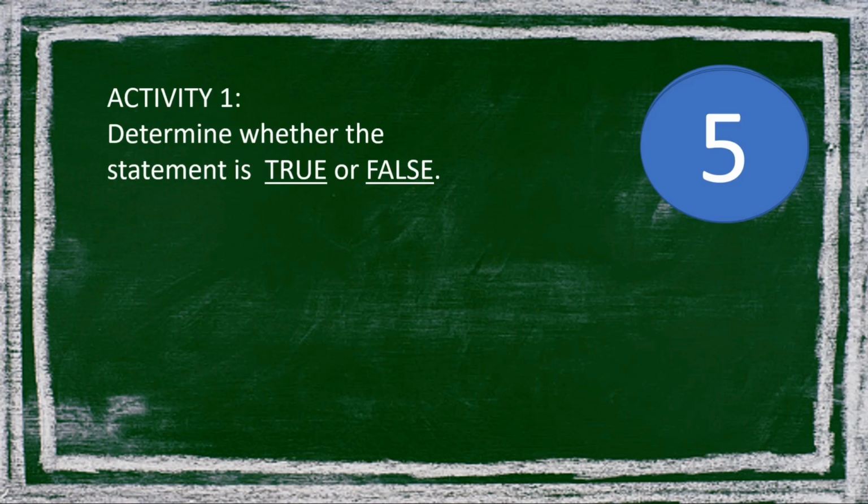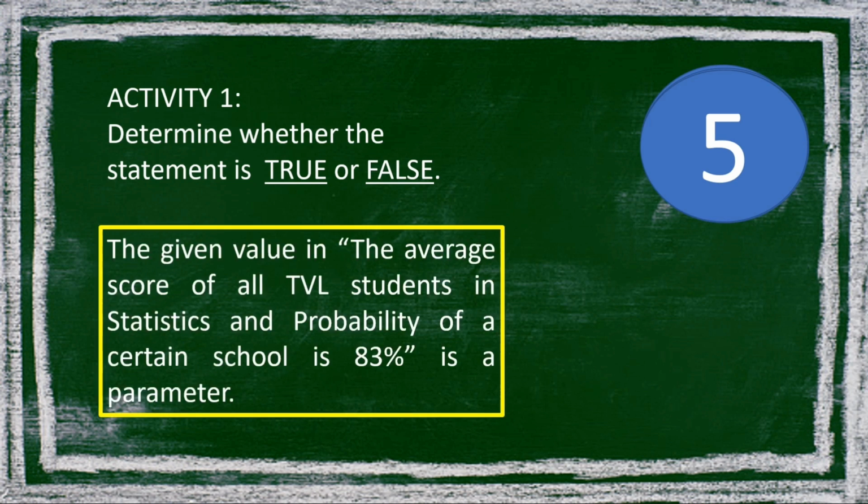This time, let us have activity number 1. I will give you 5 seconds for this. Are you ready? So let's begin. Determine whether the statement is true or false. The given value of the average score of all TVL students in statistics and probability of a certain school is 83%. Is a parameter. True or false? Time's up. The answer is true.